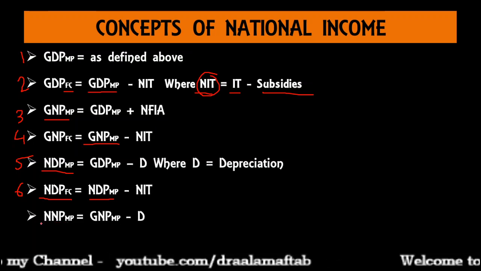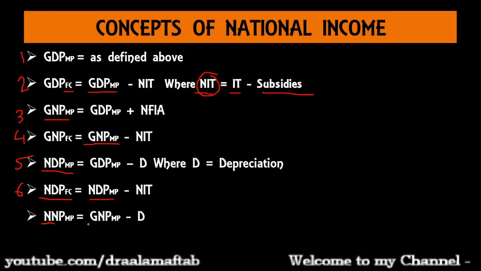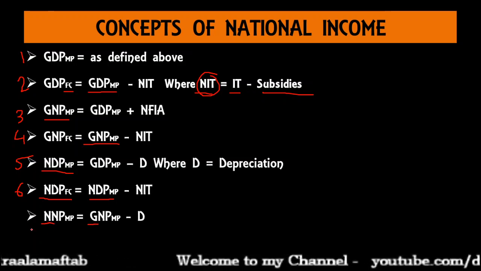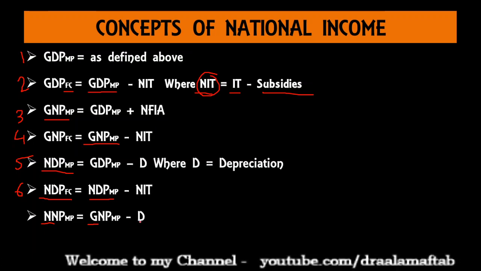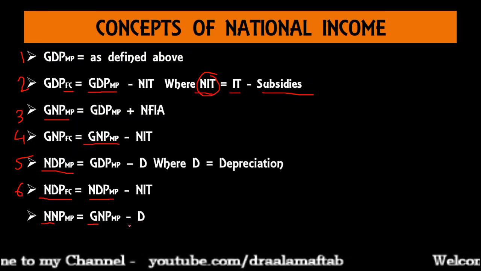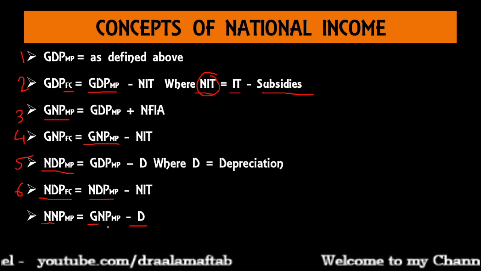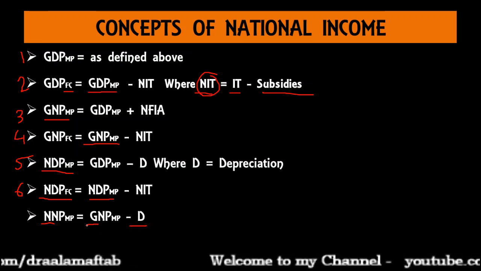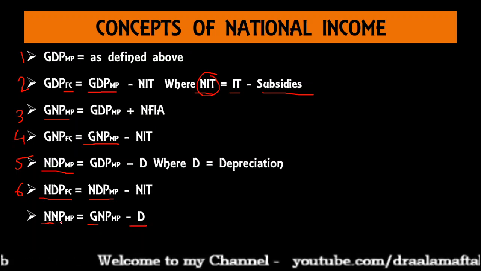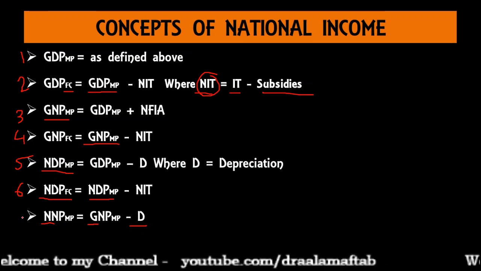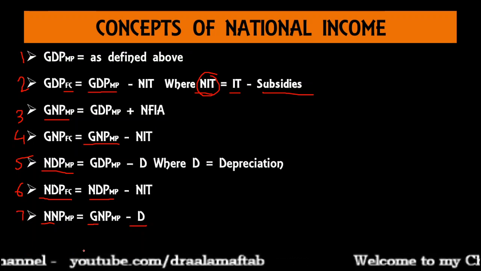So the only difference is this N; here we have G, that is gross value. So to get the net value, deduct depreciation from the gross value. So GNPMP minus depreciation, we will get net national product at market price.